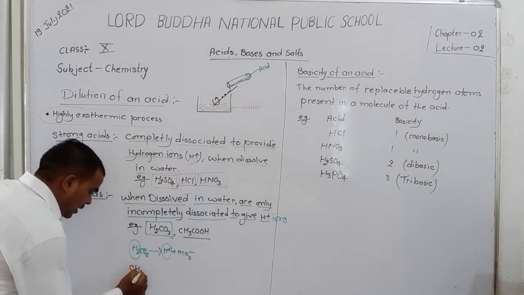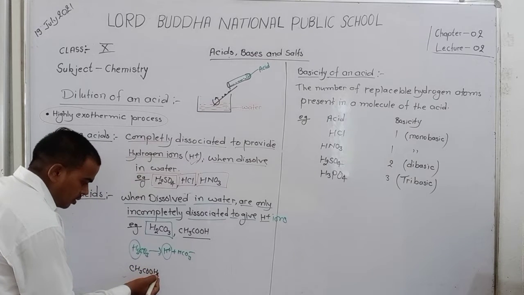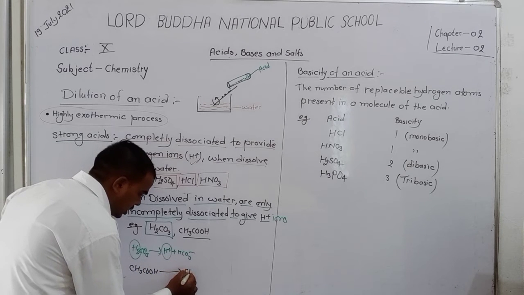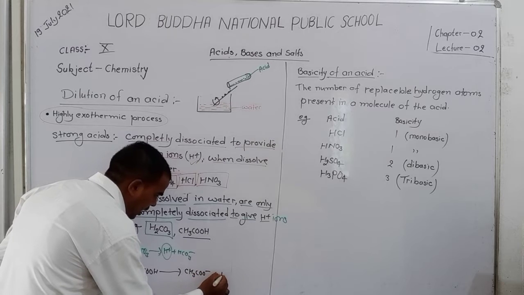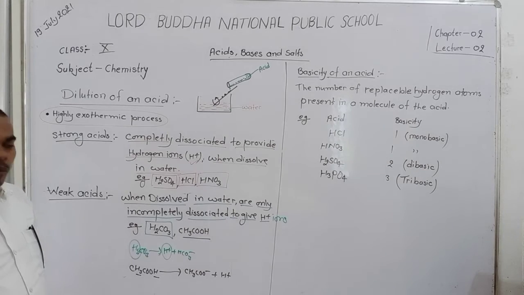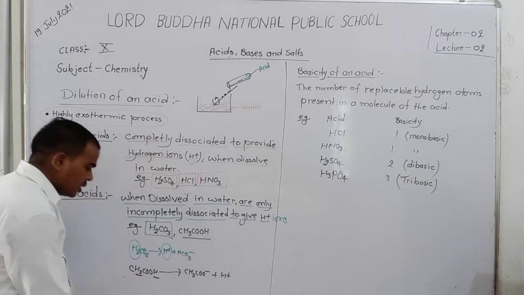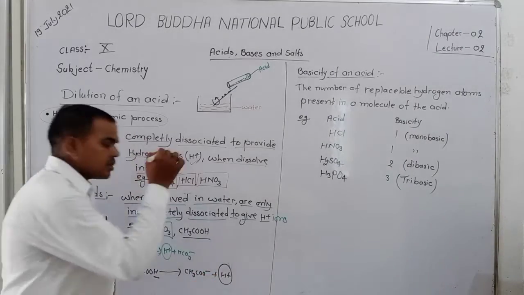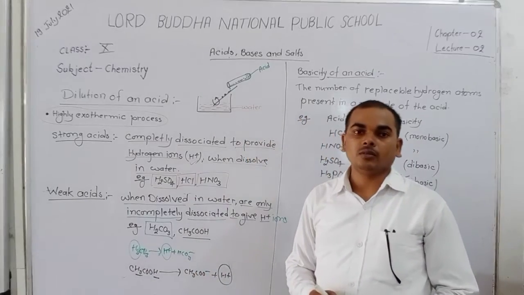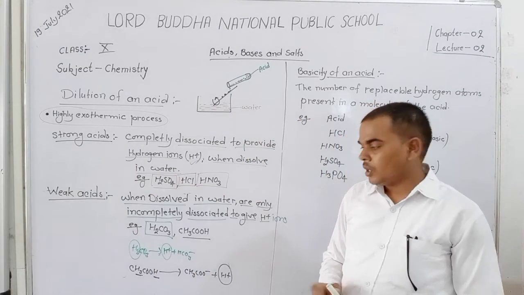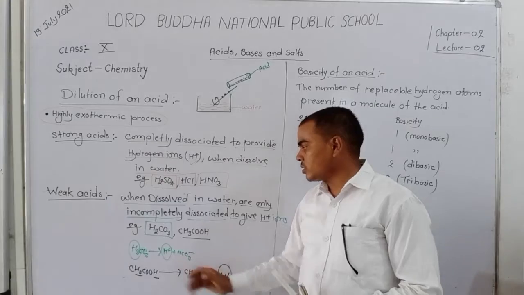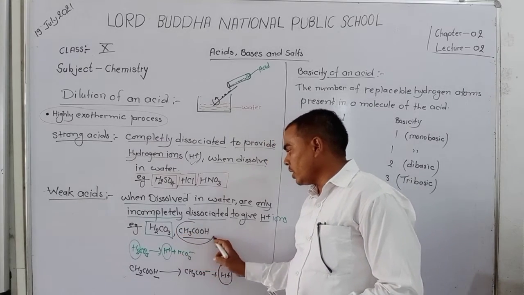Here, when acetic acid is diluted, means when acetic acid is added in water, it dissociates into CH3COO minus and H plus. Dear student, here four hydrogens are present in the acid, but only one hydrogen is dissociated. Means here partial dissociation takes place. Here not complete dissociation. So this acid is known as a weak acid.